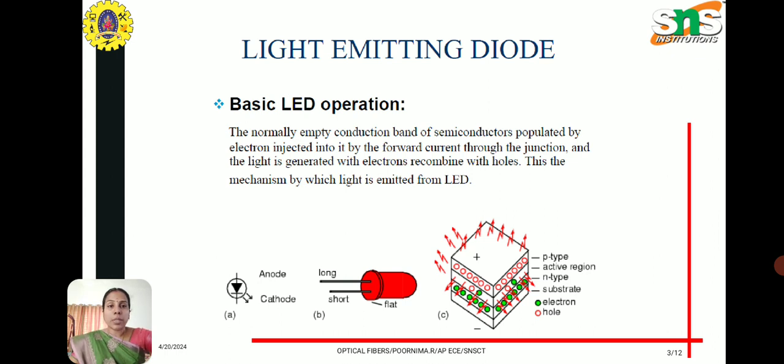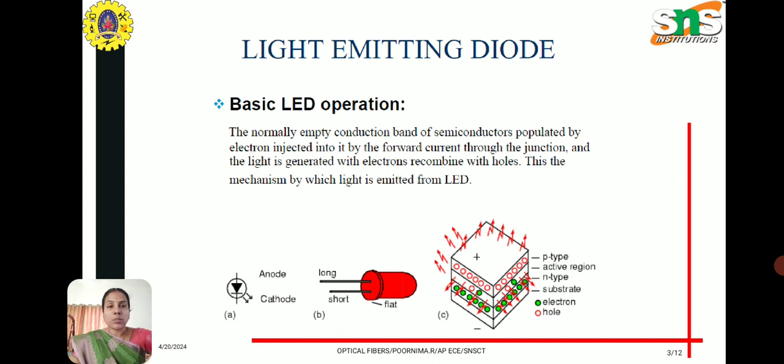Here we have a basic LED operation. The normally empty conduction band of the semiconductor is populated by electrons injected into it by the forward current through the junction. The light is generated when the electrons recombine with the holes. This is the mechanism by which light is emitted from an LED.